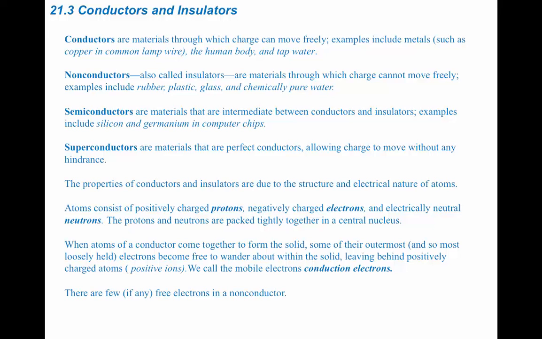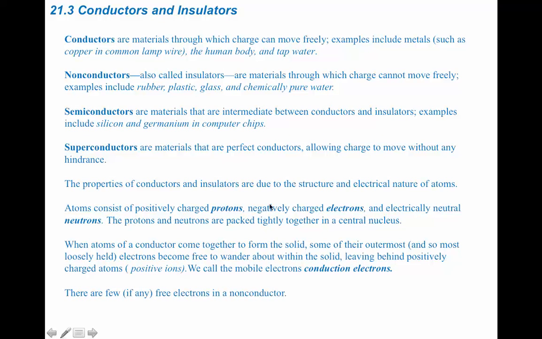Semiconductors are somewhere in between. The most common ones are silicon and germanium that are found in computer chips. Superconductors are materials that are perfect conductors, and they allow charge to move without any hindrance. And these properties come about because of the structure and electrical nature of atoms.